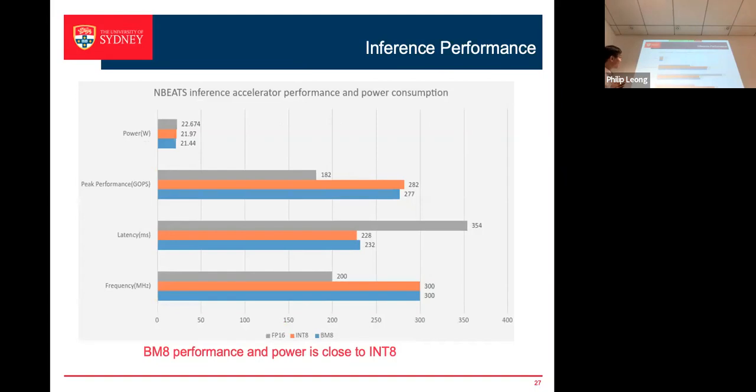This is the inference performance. The power of all of them is roughly the same. The peak performance for block Minifloat 8 is on the bottom here. It's roughly the same as INT8. Latency is the same as the INT8 one, and the frequency we've achieved is the same as INT8.